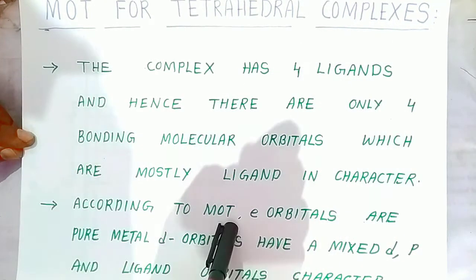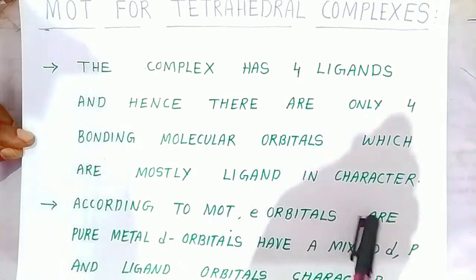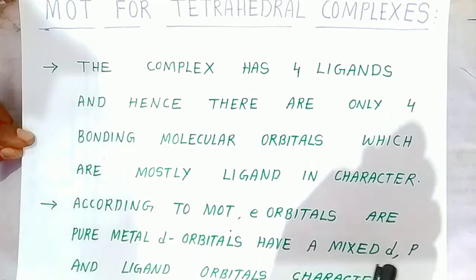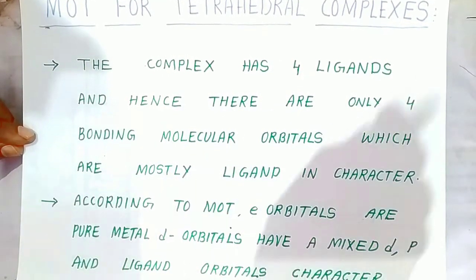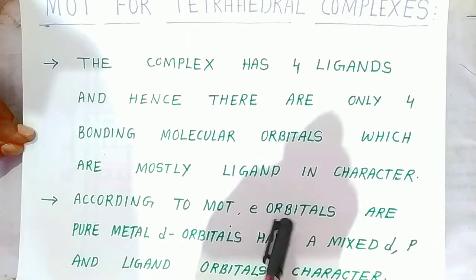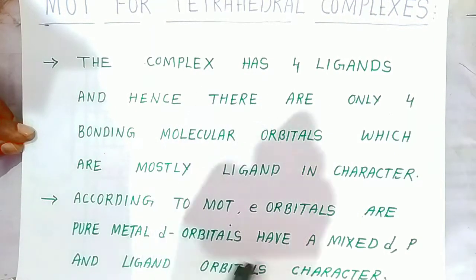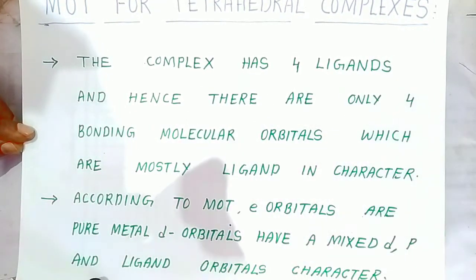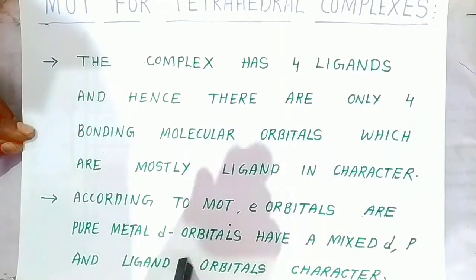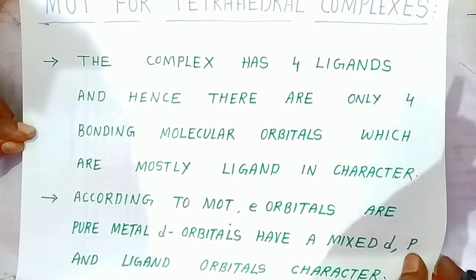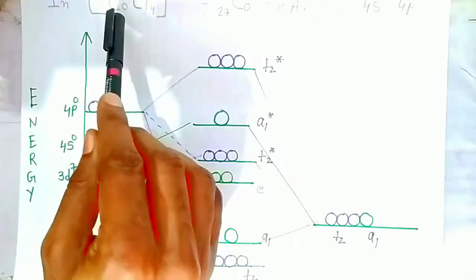According to molecular orbital theory, students, E orbitals are pure metal d orbitals, and T2 orbitals have a mixed d and p and ligand orbital character. This is what we get when you apply the molecular orbital theory to these tetrahedral complexes. A simple example I have taken is tetrachlorocobalt 2 minus.